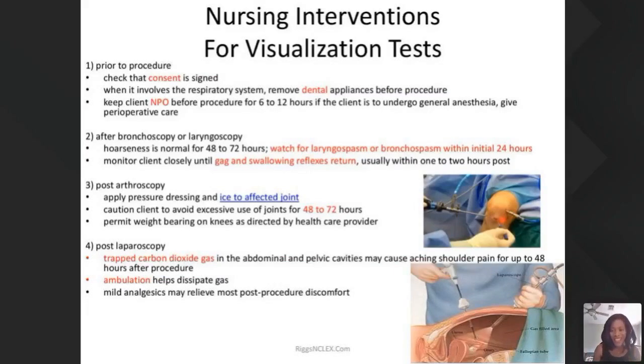These are invasive. Whenever you're doing anything invasive, you need a consent. So don't forget that. You are never going to do these without the consent. You could get sued. Second priority, you need to check for any type of dentures. We want to remove any dentures before the procedure, especially if you're going orally. Make sure they're NPO. The reason is to prevent aspiration. And we give a lot of pre-op teaching and orders prior to these tests.